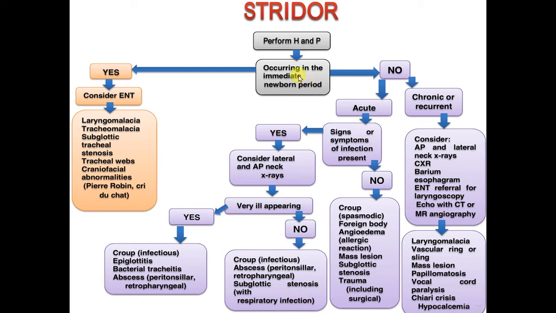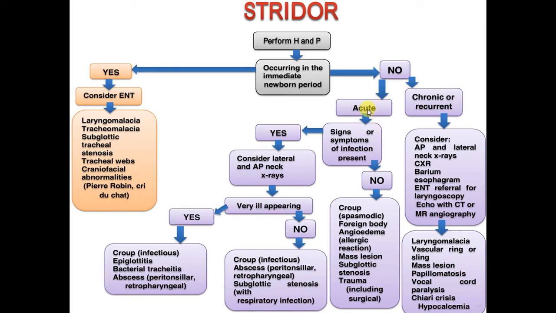If it is not immediate in the newborn period, it is either acute or chronic. If it is chronic or recurrent, consider AP and lateral neck x-ray, chest x-ray, barium esophagogram, ENT referral for laryngoscopy, echo with CT or MR angiography. Differential diagnosis may include laryngomalacia, vascular ring or sling, mass lesion, papillomatosis, vocal cord paralysis, Chiari malformation, and hypocalcemia.